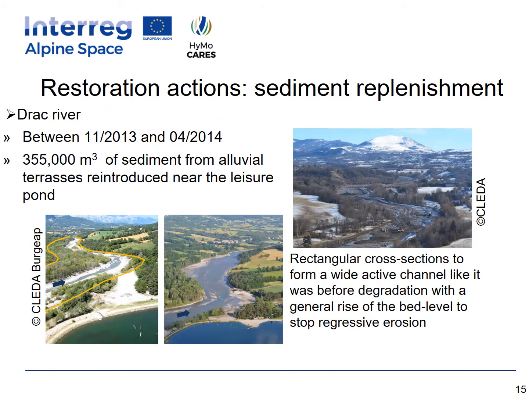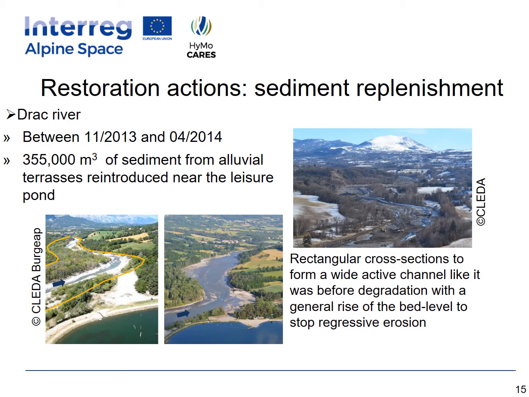The restoration project of the degraded ridge near Saint-Bonnet was implemented between November 2013 and April 2014 and consisted in the creation of a new wide and shallow channel using 355,000 cubic meters of coarse sediment, mainly from adjacent alluvial terraces and other complementary sources, as illustrated with aerial pictures on the bottom left of this slide.